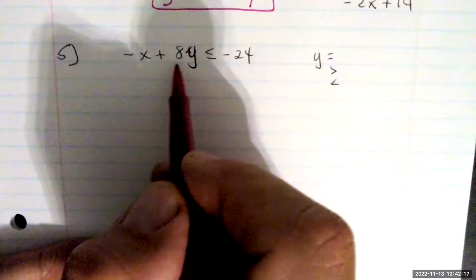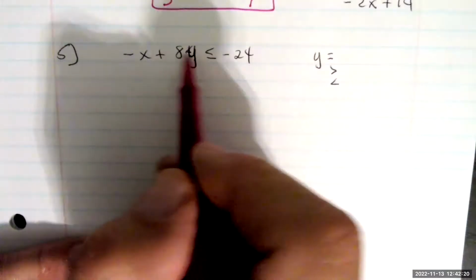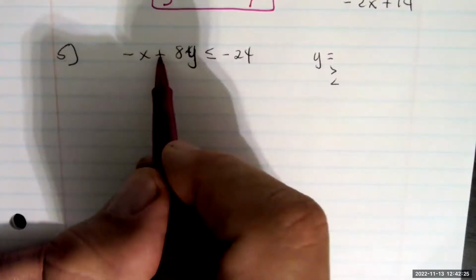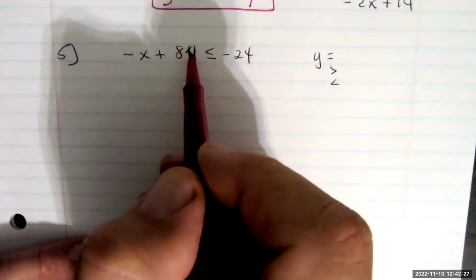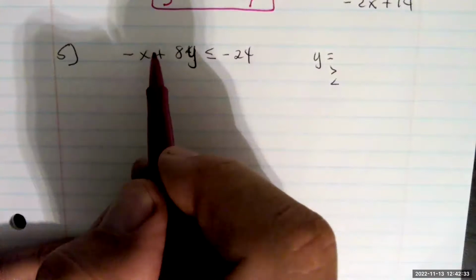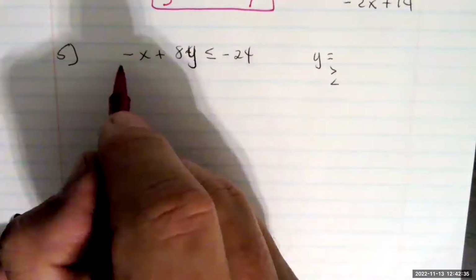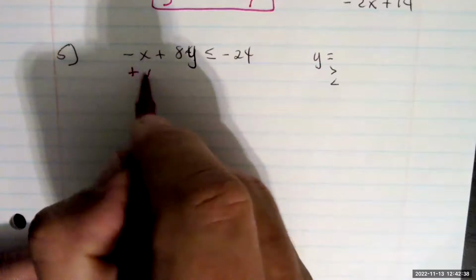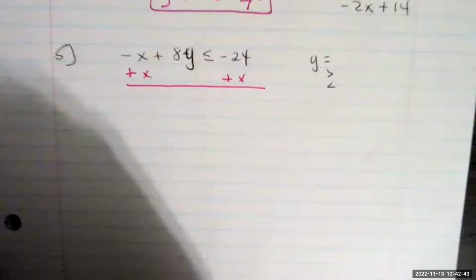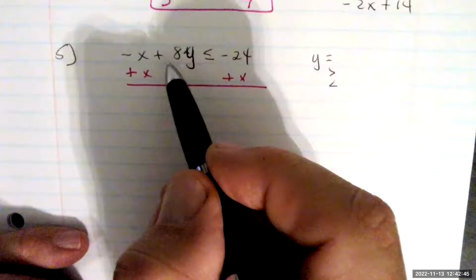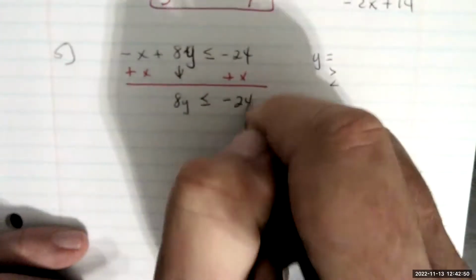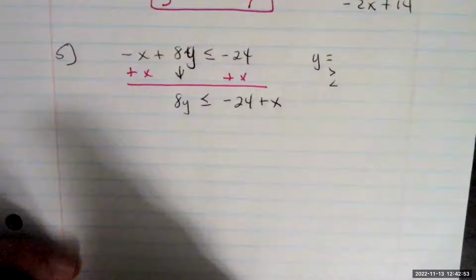So I want to look at what my variable is. My variable is being multiplied by 8, and it's also being subtracted by x. Remember, this plus only goes to the 8. So y is being multiplied by a positive 8, and y is being subtracted by x. So we always get rid of the add and subtract first. So the opposite of subtract is add x to both sides. This becomes a zero pair, so we bring down our 8y. -24 plus x.